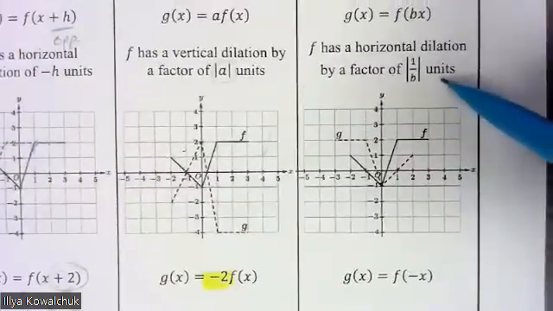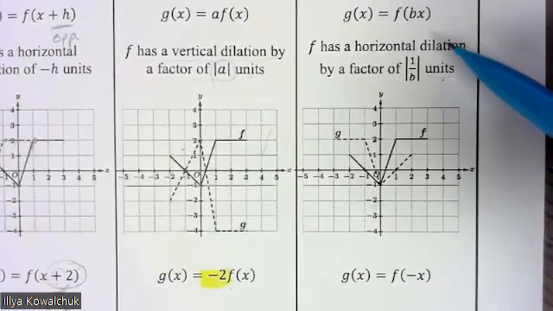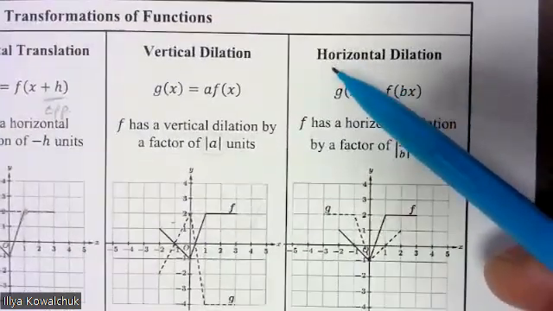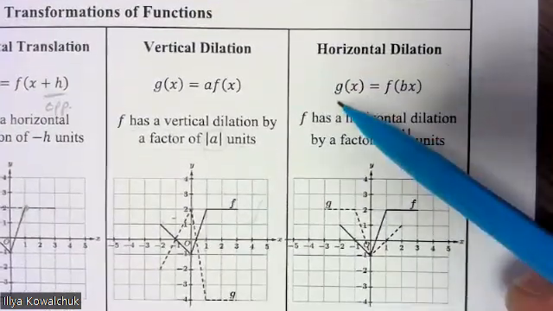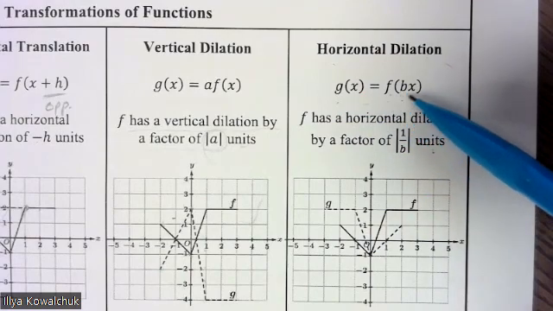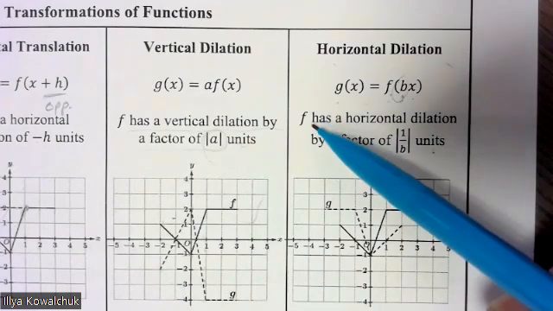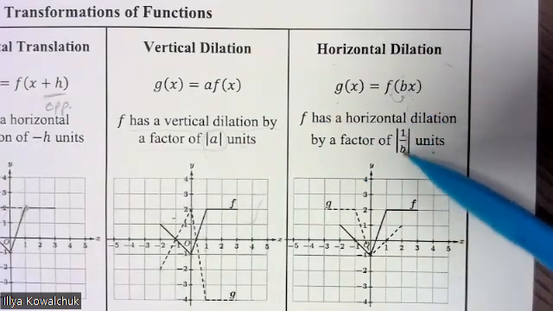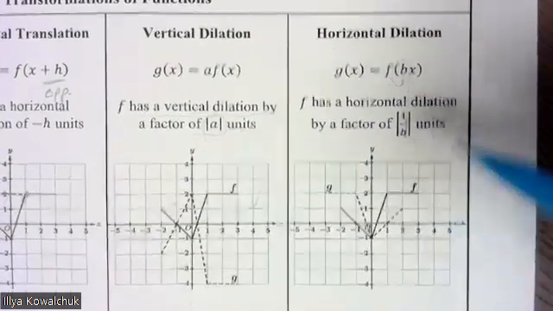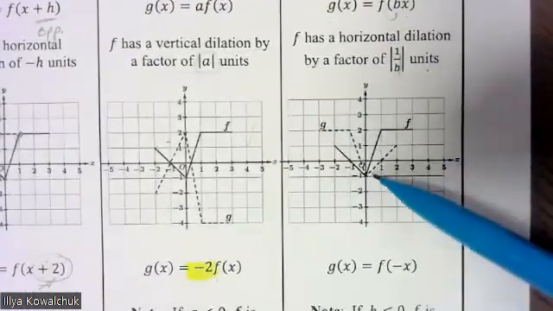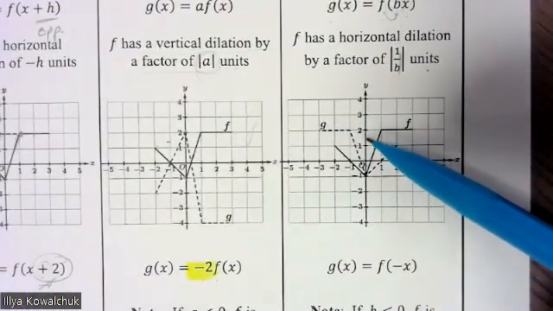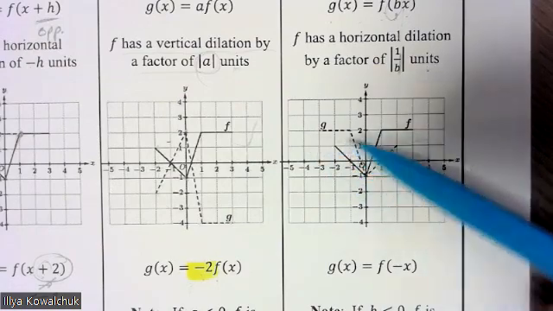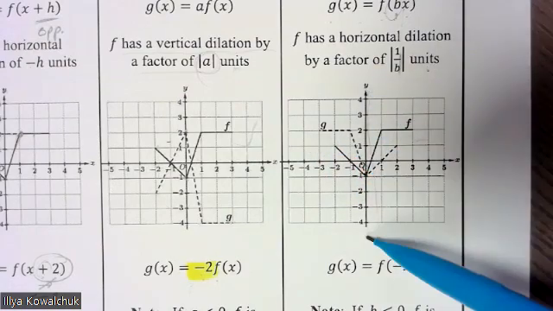Now, this one gets a little bit funny. We did this on Friday, where if we have a horizontal dilation of g of x equaling f of b of x, that b number again is inside the parentheses, we're going to multiply the x value by 1 over b. We put that in there. So now we check that out, and we see that this is the distance away from the y-axis, this vertical one here.